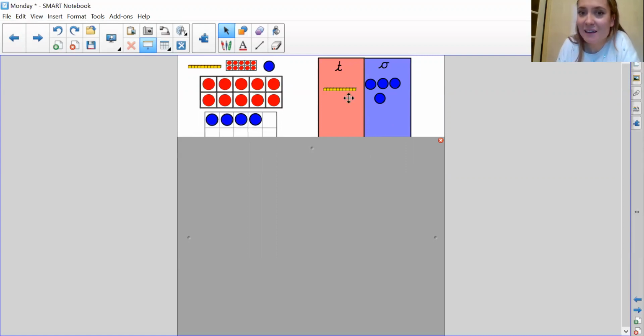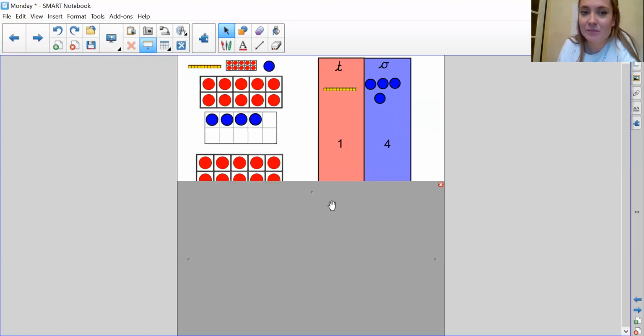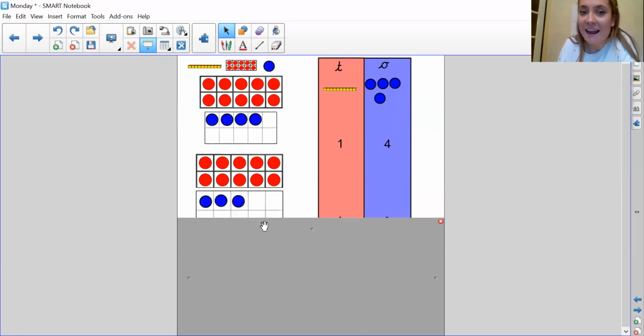Now, can you think what number I have made? Let's have a look. Well, I've got 1 ten and 4 ones. What number have I made? That's right, I have made the number 14. So 1 ten and 4 ones makes 14. Super. Let's have a look at my next number. Are you ready? How many have I got there? I've got 1 ten. And how many ones? 3.